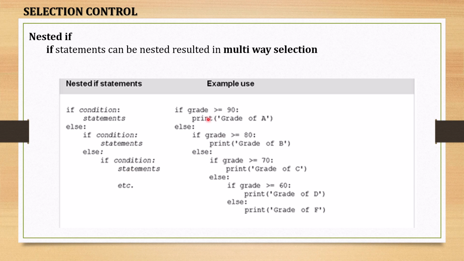So here we have an example. If that particular grade is greater than or equal to 90, it will print that it has a grade of A. Likewise, it will go on till the grade of F. So this is nested if.